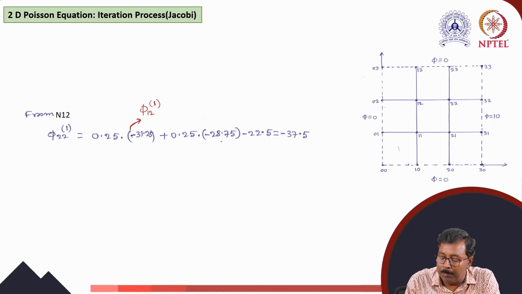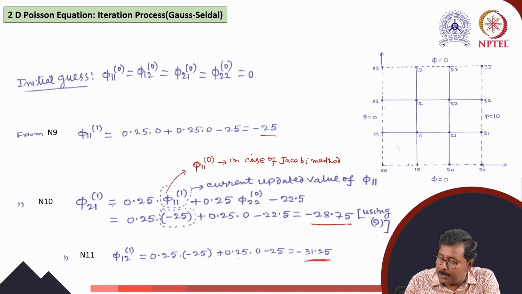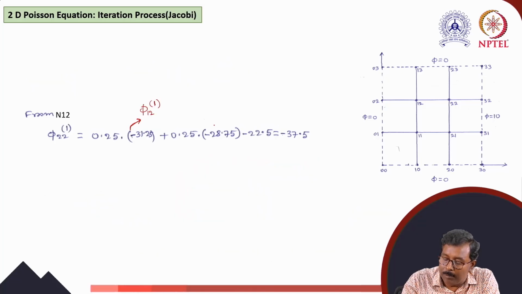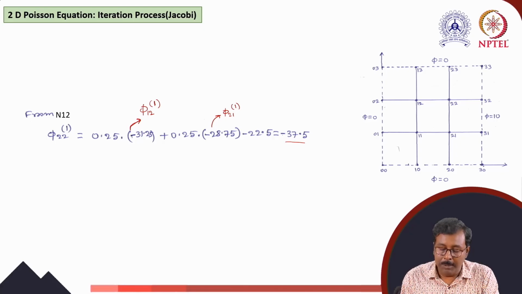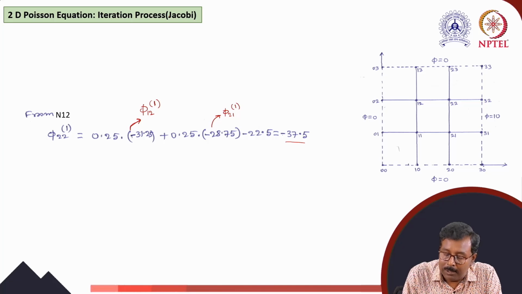Plus 0.25 into minus 28.75. Again, this value is minus 28.75, this is the phi 2 1 value from the first iteration. Minus 22.5, this is minus 37.5. In this way, if you continue, you will get faster convergence in this case. We will show the tabular form, how these values are changing, and we can compare with the earlier table.